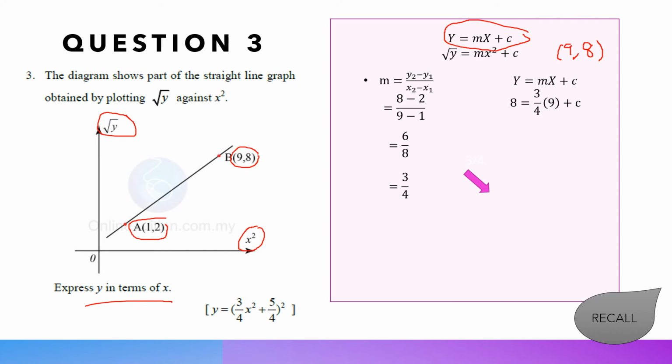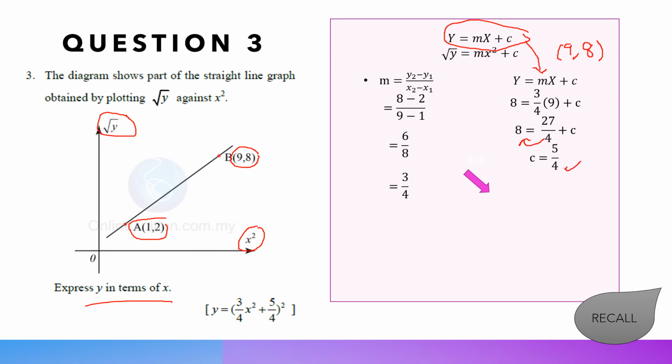Why do we use this formula? Because now you already substituted into this. Okay, so you take your y is 8, m is 3 over 4 just now, x is 9, plus c. So 3 over 4 times 9 is 27 over 4, plus c. Now 27 over 4, change place to the left, you got minus 27 over 4. So you got 8 minus 27 over 4, c equals 5 over 4.